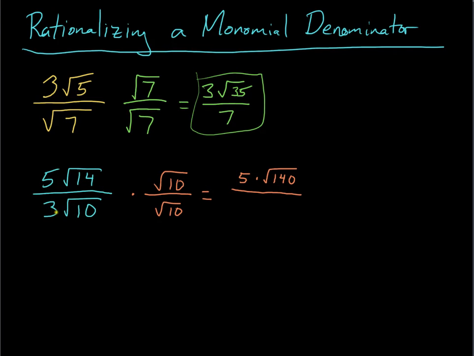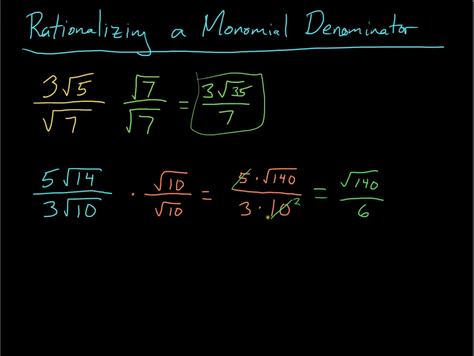On bottom we've got the 3, and then root 10 times root 10 is 10. So first thing, this fraction reduces because I have 5 on top and 5 goes into 10. So I've got root 140 over 6.